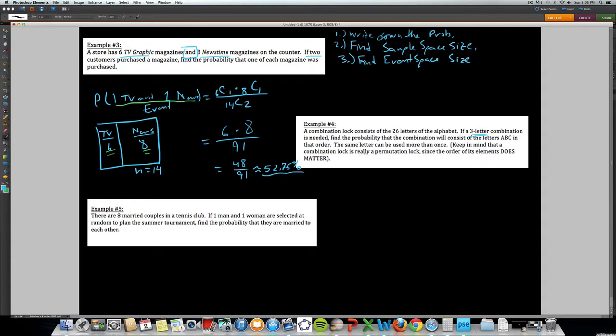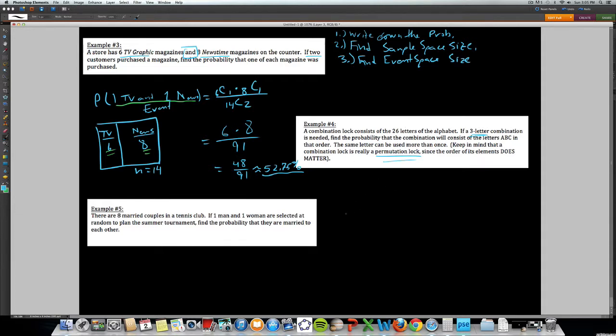Keep in mind that a combination lock really is a permutation lock, and the reason why is because the order of its elements matters. That is, if my combination is A, B, C, then the combination B, A, C, even though it's the same 3 letters, wouldn't work. So order matters here. Okay, so now we'll go through our instructions we wrote up top.